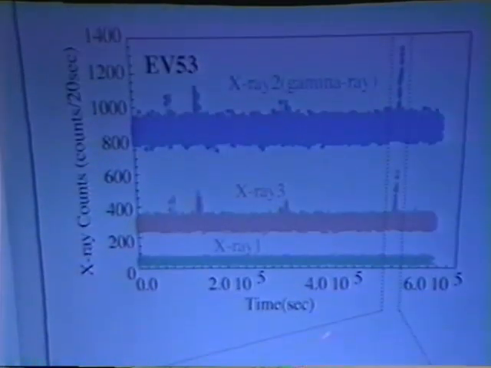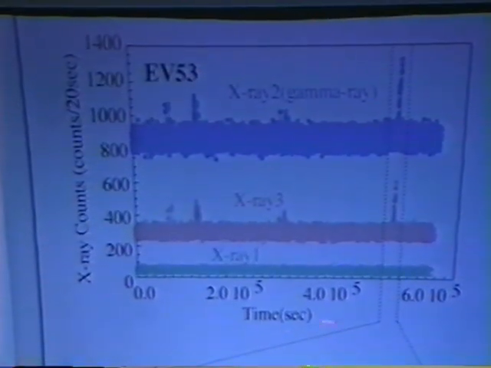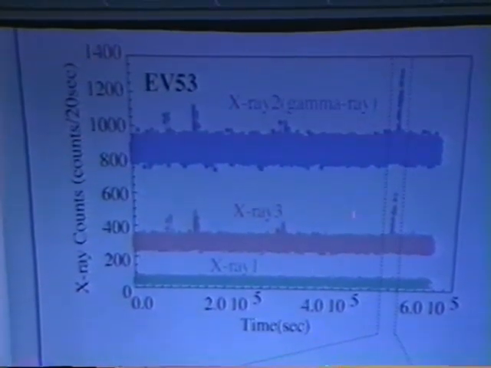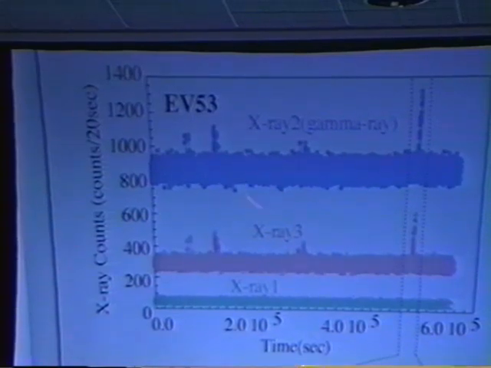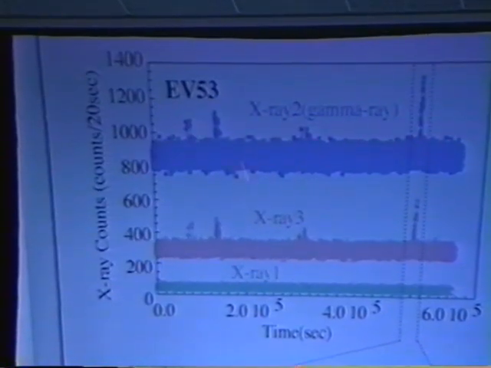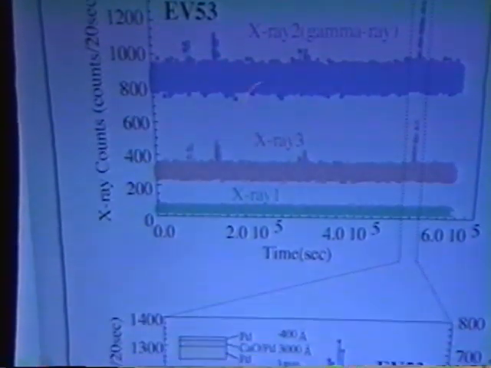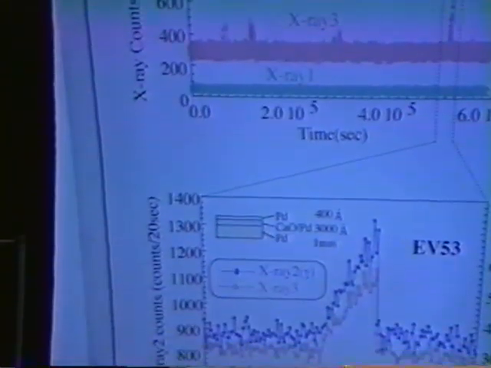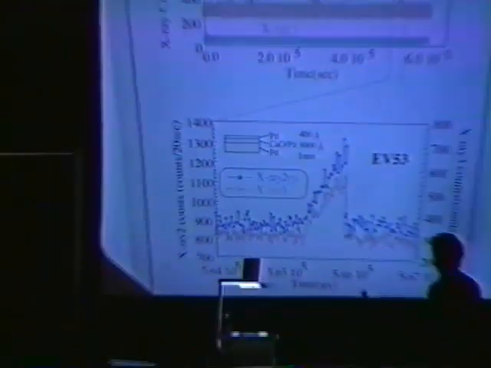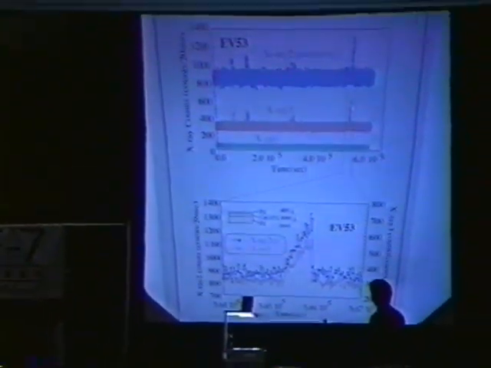Upper figure is total time and X-ray counts. The average value is different because the detector of the X-ray tube has a large size crystal of ENEA, and this one has a small size of crystal. But the coincidence of X-ray 2 and X-ray 3 is very good.